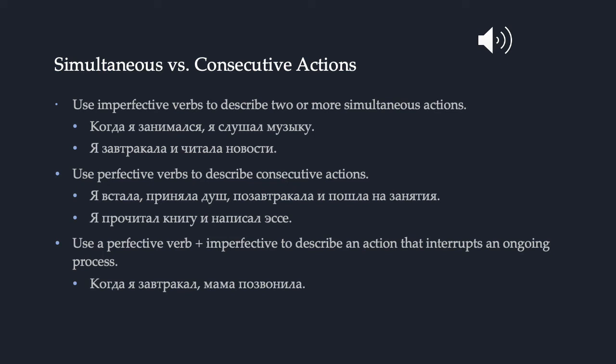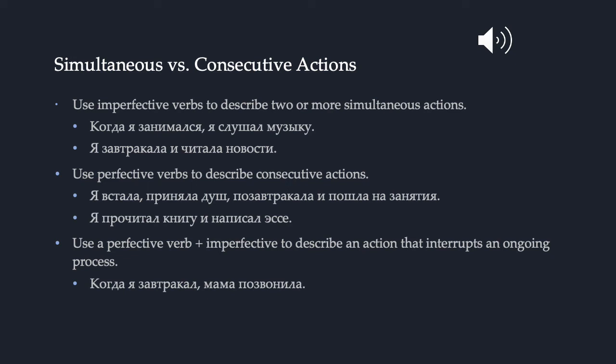We have two simultaneous actions with no indication of beginning or end. There's no indication of result. We're just focused on two simultaneous processes. So we have two imperfective verbs. Conversely, we're going to use perfective verbs to describe consecutive actions. So, for example, я встала, приняла душ, позавтракала и пошла на занятия. I got up, took a shower, had breakfast, and set off for my classes.